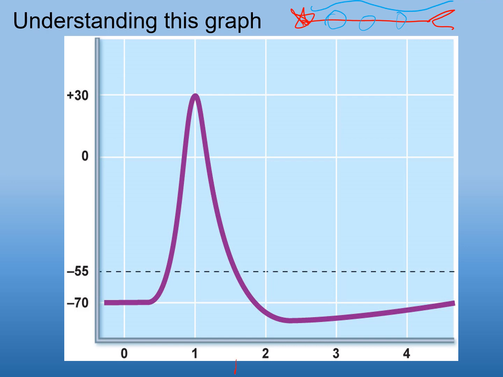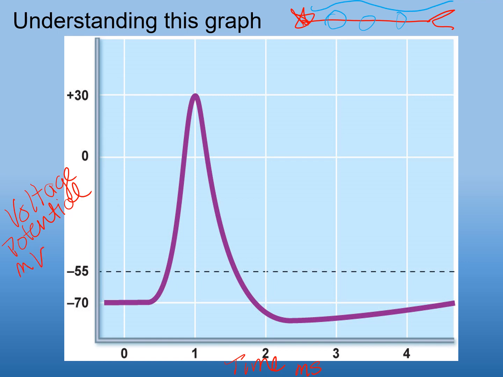Down here, this is time. And it's not seconds, it's actually milliseconds. So that's really short. Over here, this is voltage. You can label it as voltage. Another word that you could use is potential, and that would be more correct because we're talking about voltage in the human body. Are these volts? No, they're millivolts.